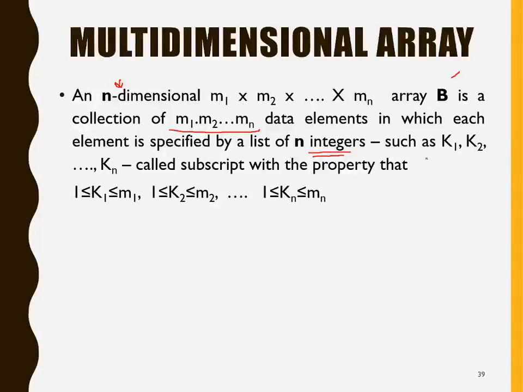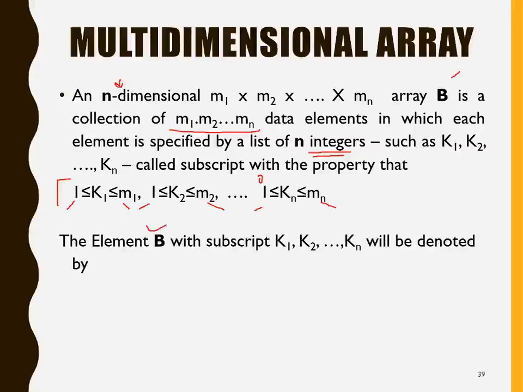That means a particular element is itself specified by a list of integers, or you can say a list of numbers, such that k1 and k2 up to kn are the subscript values with the property as given earlier, having lower bound 1 up to m1, as m1 is the number of elements in that dimension, again 1 to m2, again 1 to mn. In C programming, it will go from 0 to m1 minus 1, m2 minus 1, mn minus 1, and so on.